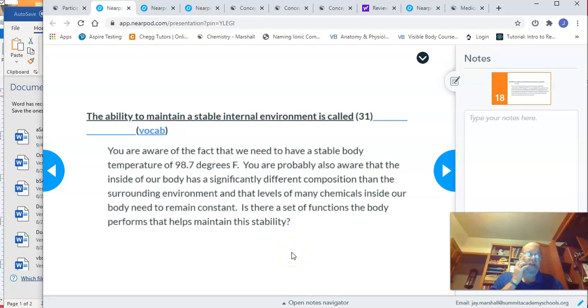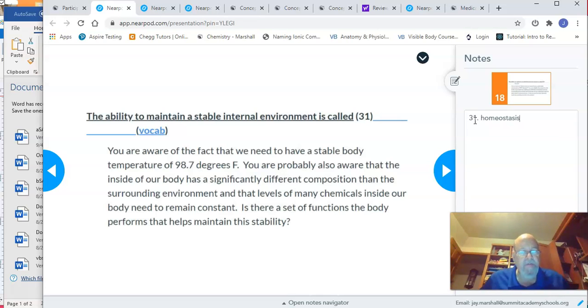So the next thing is the ability to maintain a stable internal environment. We've met our first goal with digestion and metabolism. Now we need to maintain the ability to maintain a stable internal environment. I've told you this, but let's fill in this blank here. Number 31 is going to be homeostasis. Okay, the word stasis means not changing, and homeo means same. Okay, I'm not changing the internal environment. If I'm maintaining homeostasis, I'm maintaining the same state.